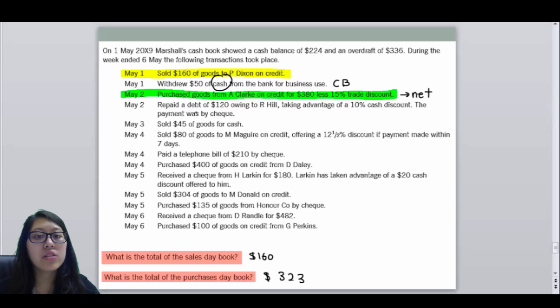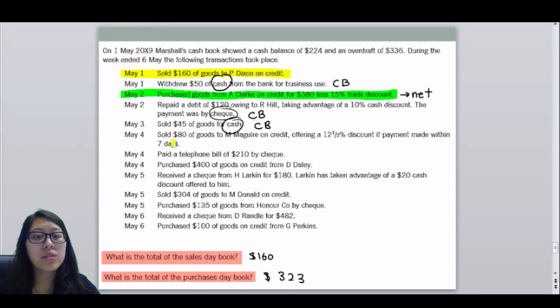Repaid a debt of $120 owing to R. Hill, taking advantage of a 10% cash discount. The payment was by check. So by check and repaying a debt, that means a cash book would be relevant. Because what it basically means was that sold $45 of goods for cash.